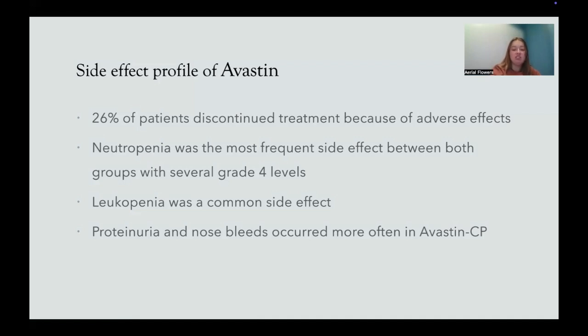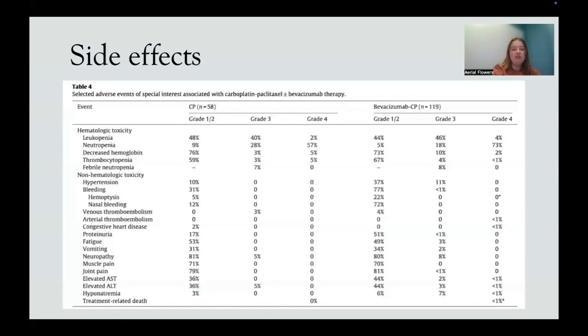Proteinuria, which is a condition where there is too much protein in the urine, and nosebleeds were both very common in the group that had Avastin and CP compared to the group that had CP only. And here's a table showing the different side effects and the grade level of those side effects that were listed in the paper.